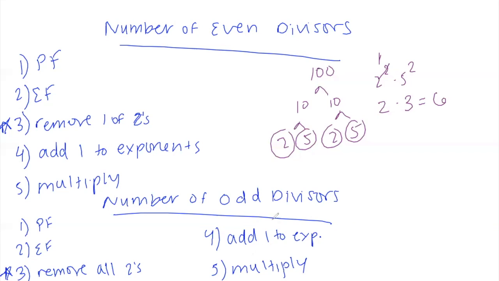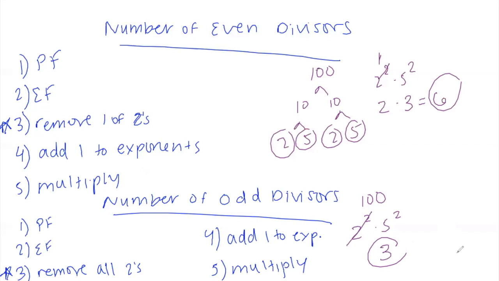So next, let's look at odd divisors. So we have 100 again. We already know the prime factorization and the exponential form, so I'm just going to go ahead and write it, 2 squared and 5 squared. This time you get rid of all the 2's because even having one of the 2's multiply into your combinations will make the number even. So we're going to get rid of all the 2's. Now we have 5 squared. So we add 1 to the exponent, and we get 3. But what do we multiply together? Nothing. If all you have is 3, then the answer becomes 3.